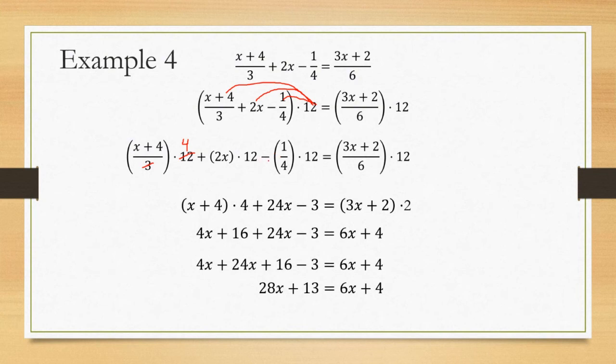So here we have 12 times 2x, and here we have minus 1 over 4 times 12. What do we do next? Well, again, there's going to be some cancellation. The 4 is going to be gone. 12 is 3 times 4, so that's going to become 3. Same thing on the right side. Over here, we have 6 and 12. Well, 6 goes away. 12 is 6 times 2, so we're left with 2. So that's what we have here.